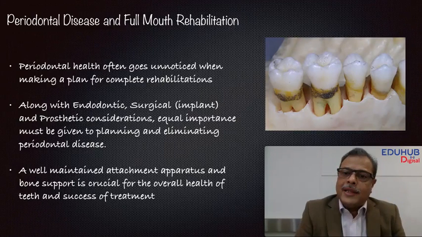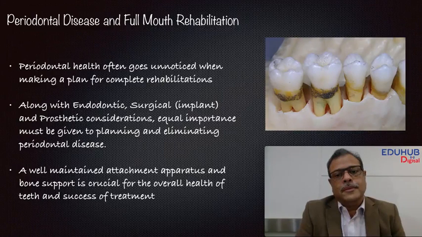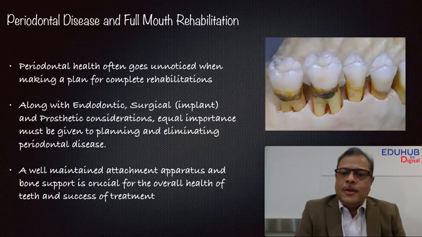Many a times, periodontal health gets completely unnoticed, and dentists view more of pain related to the tooth. So, along with endodontic, surgical, and prosthetic considerations, due respect should be given to eliminating periodontal disease. It's important to have a well maintained, healthy attachment apparatus so that the bone support and bone health is maintained and the resistance to attack from the plaque and bacteria is very, very good. This attachment apparatus is very, very crucial for the overall health of the teeth and success of your treatment.